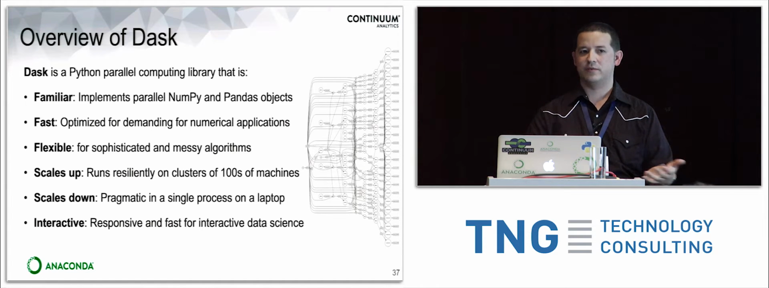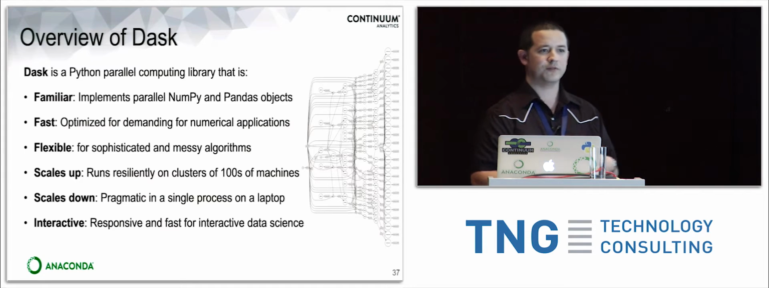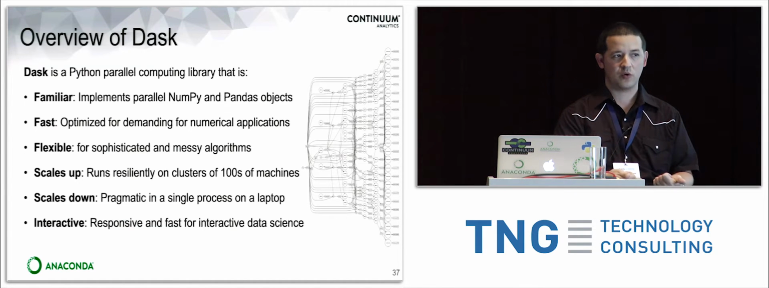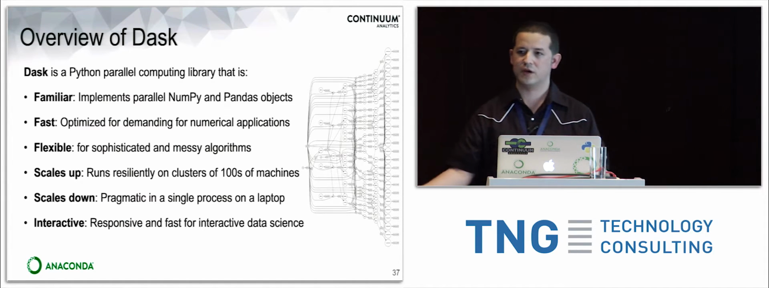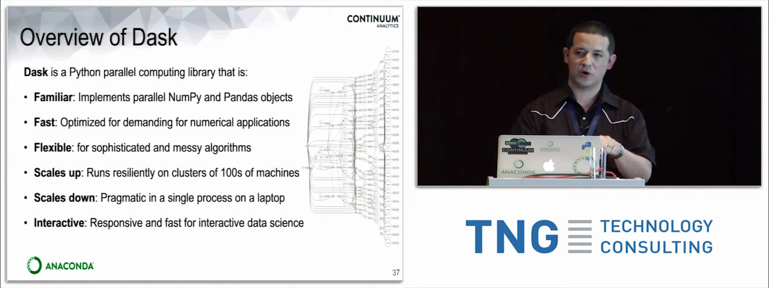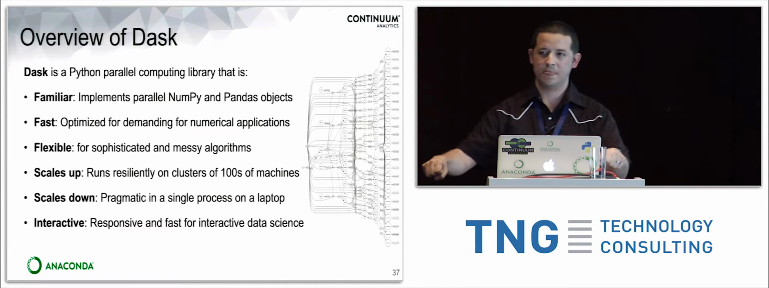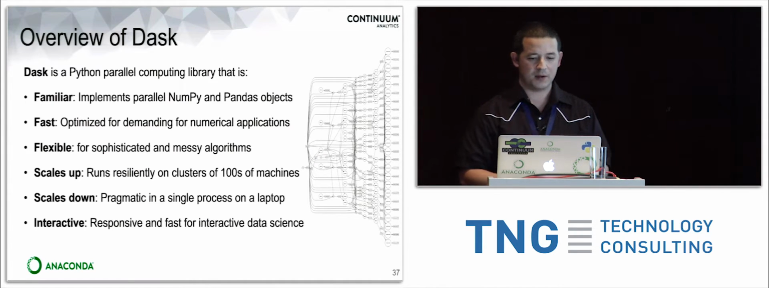It also scales down. So if you're working on one machine and you want to make use of all of your cores: by default, if you're using NumPy or Pandas, they're using one core, and they're going to eat up all your memory if you have a large data set. With Dask, it chunks things into small distributed tasks that it can then run on all of your cores or many machines. It's also interactive.